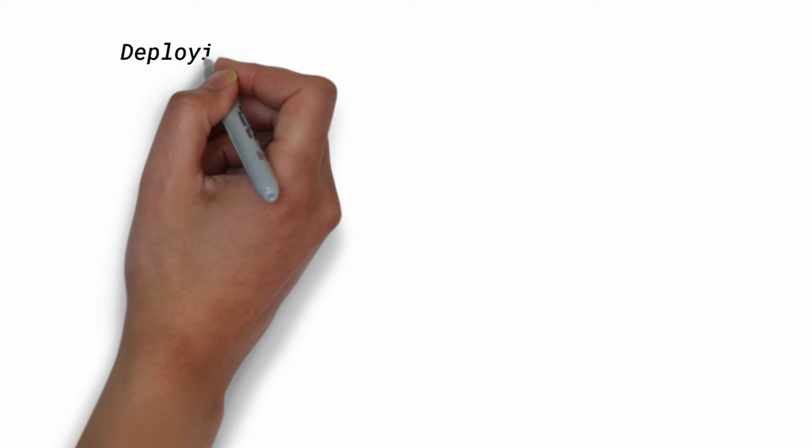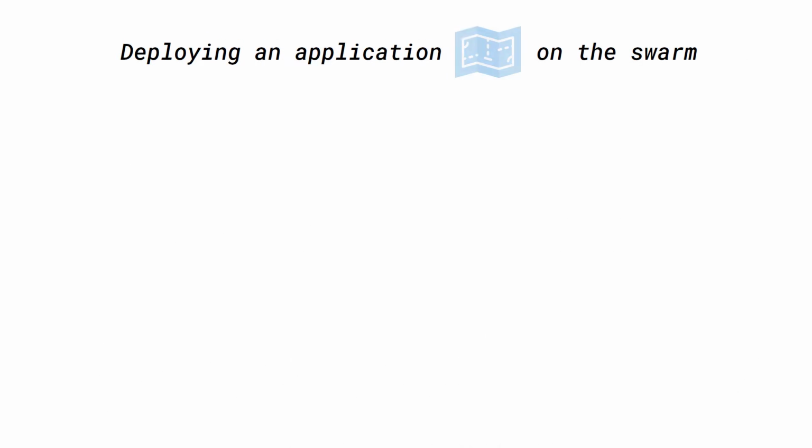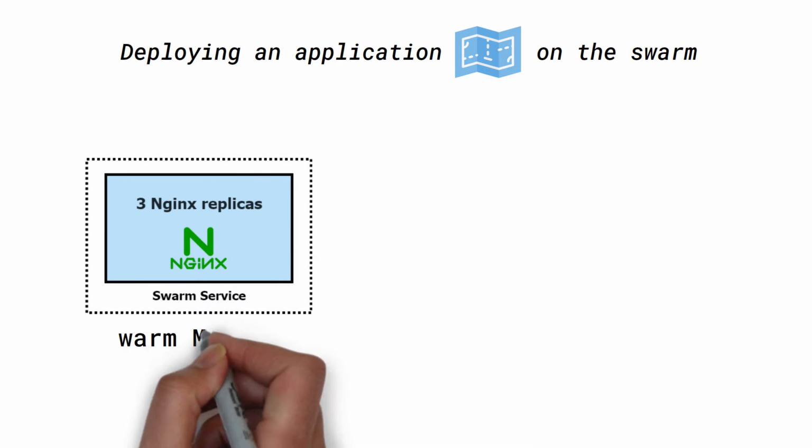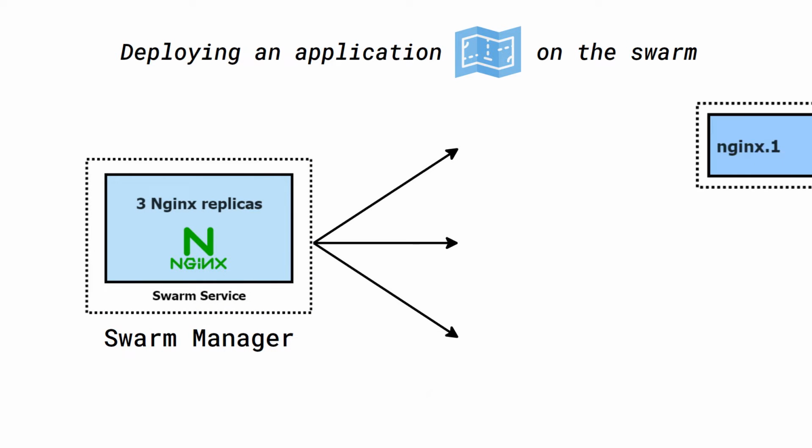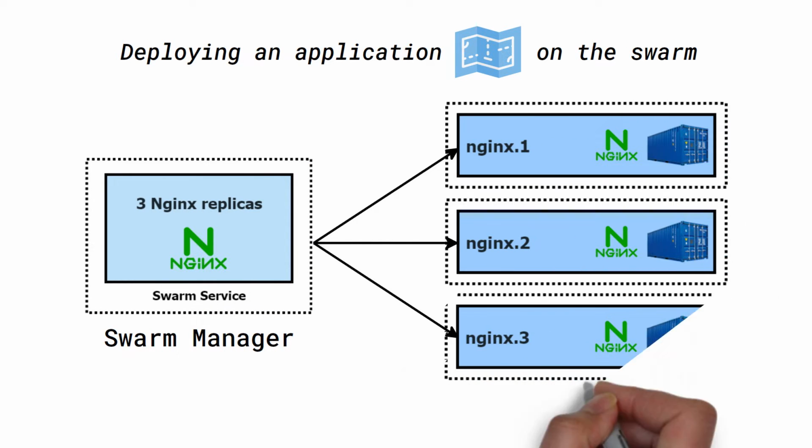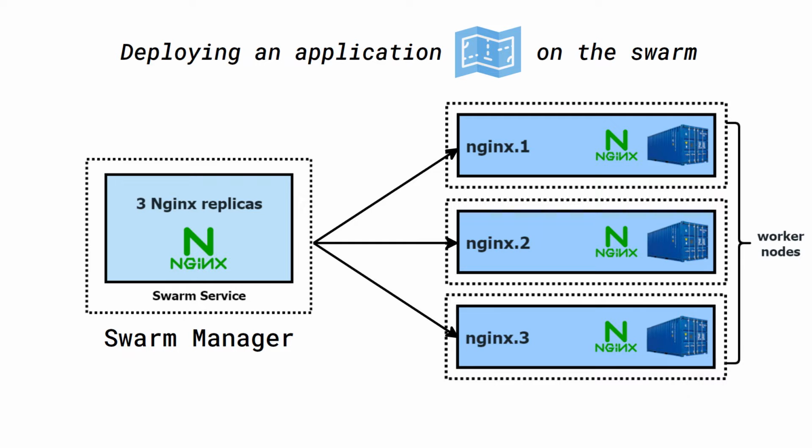To deploy an application, that is, a Docker image on a Swarm, we create Swarm services, which can run one or more containers from the image. They will make more sense when we actually try them out in a moment.